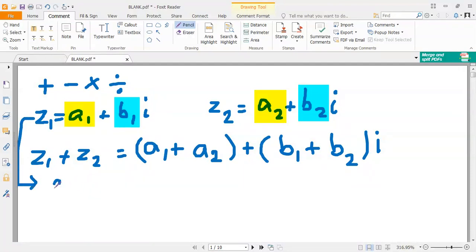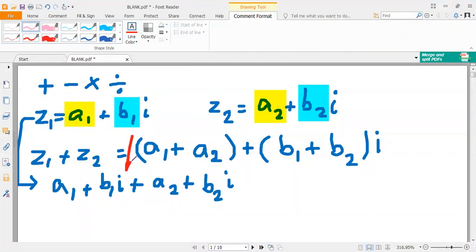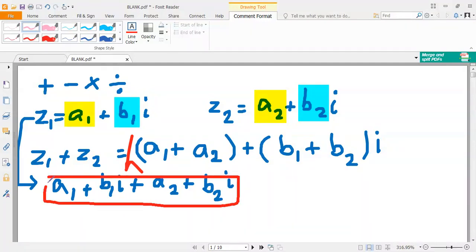So what we do is we write A1 plus B1i plus, and then we write the next complex number with an addition sign in between. So we write A2 plus B2i. That could be your step somewhere in between here. Let me get the other mark. So it could have been somewhere over here. Then you would have written this expression.